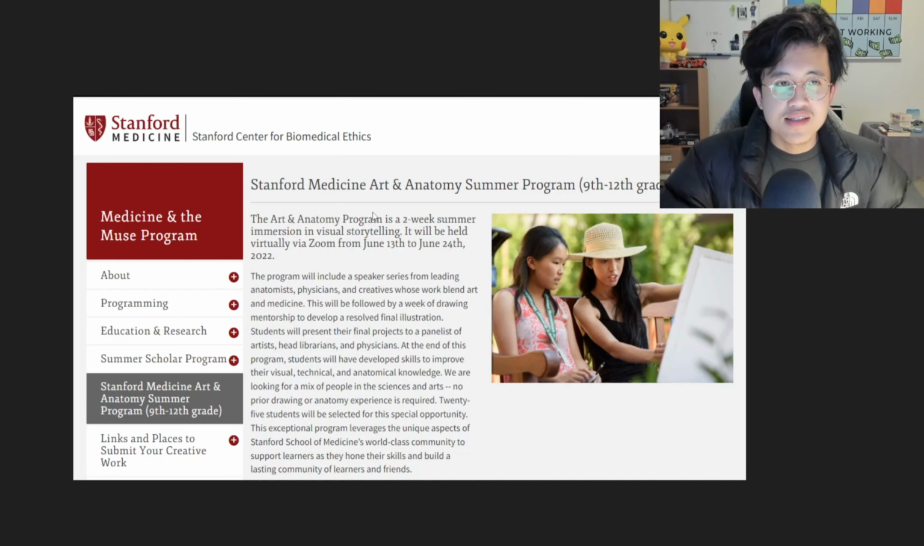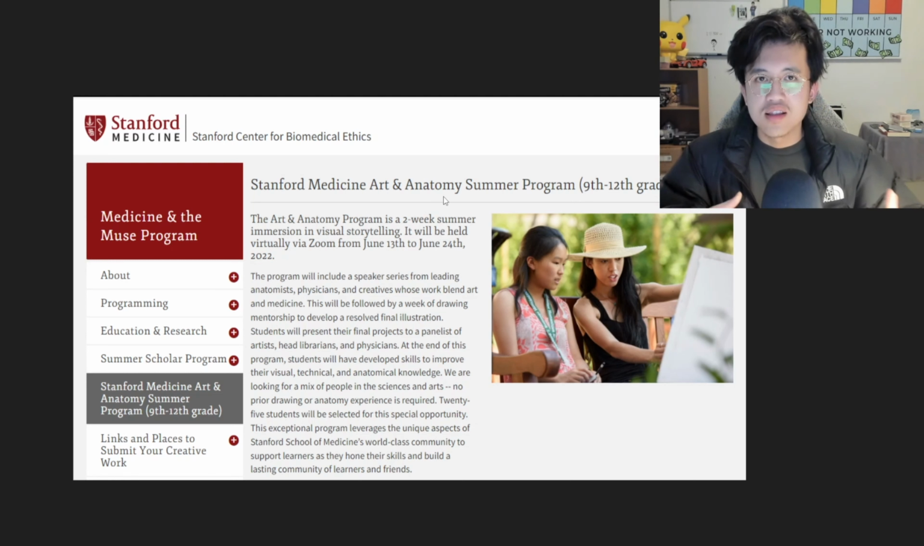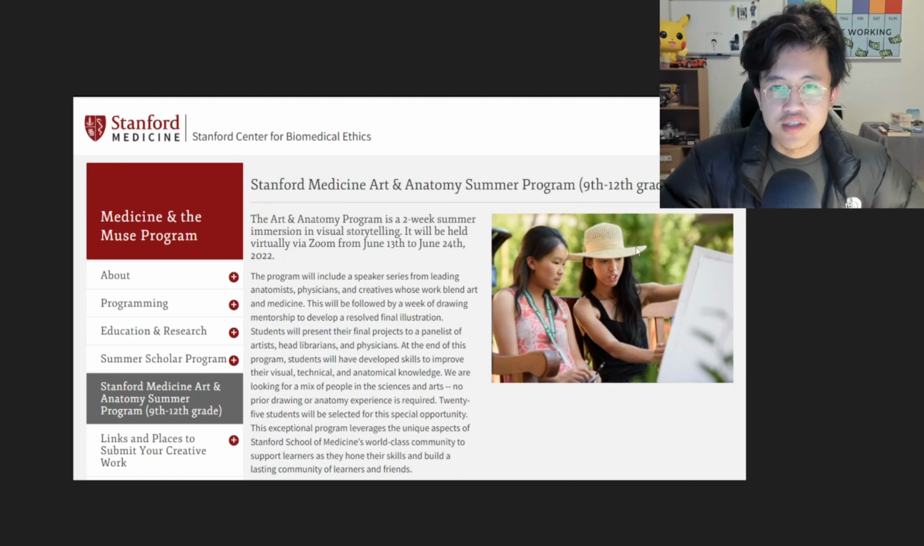And in this slide, we can see an example of how Stanford University is incorporating a summer program that runs for 2 weeks, and it's an art anatomy program in which they combine learning anatomy with arts, which is quite interesting.